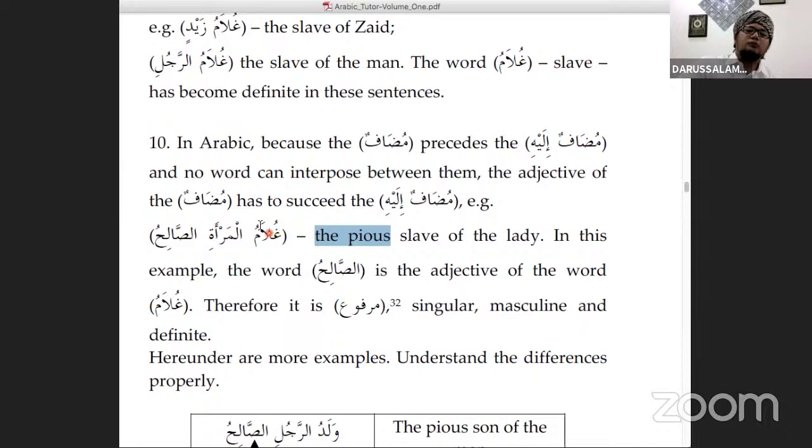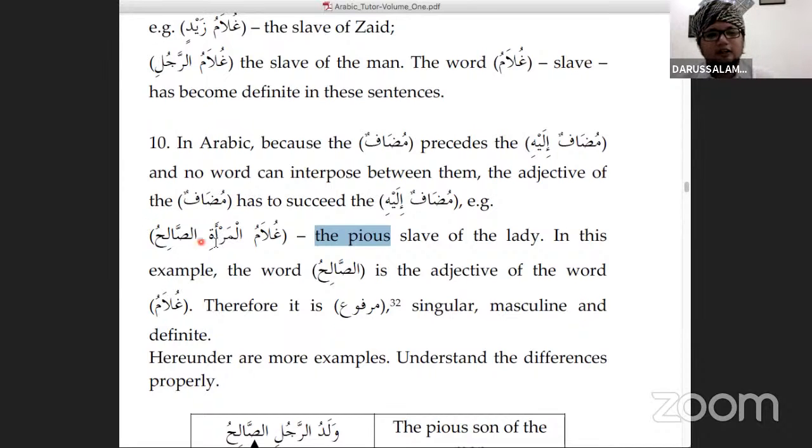Ghulamu, you see? Ghulamu has a dhamma. You see that? Ghulamu. So the sifah here will also have a dhamma. Ghulamul mar'ati as-salihu. You see that? As-salihu. The i'rab. Okay. And then in terms of ma'rifah nakirah.